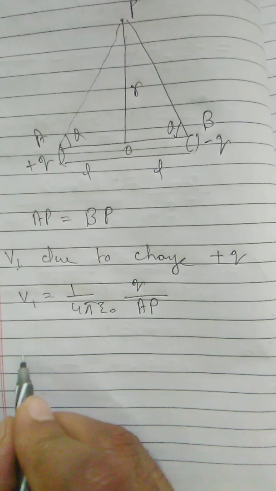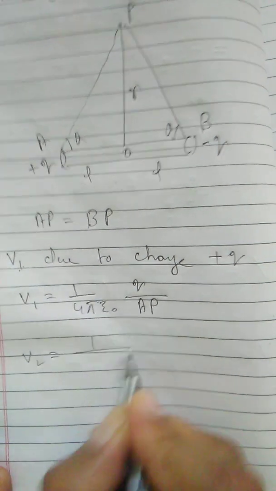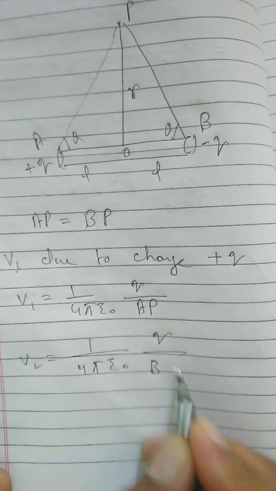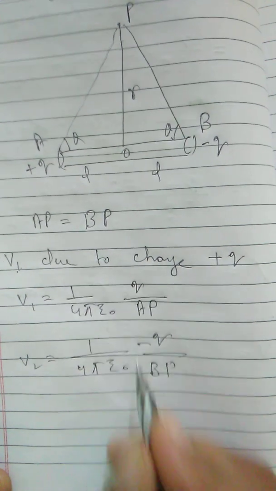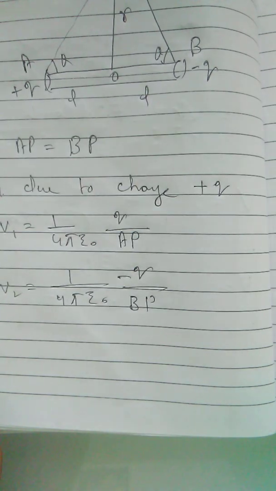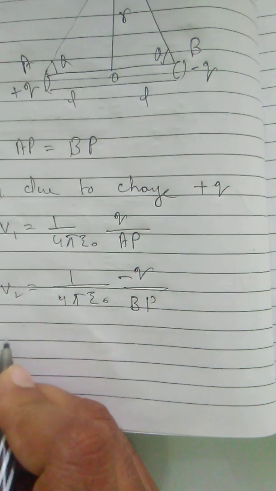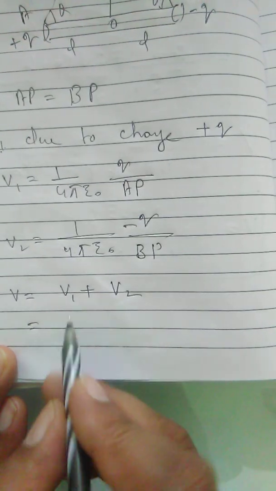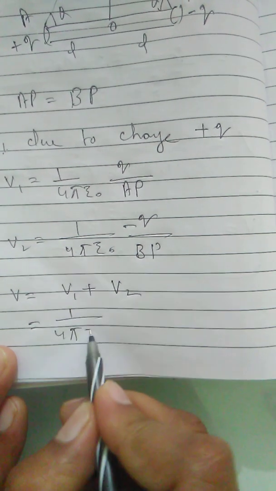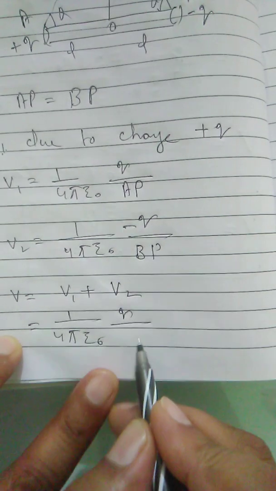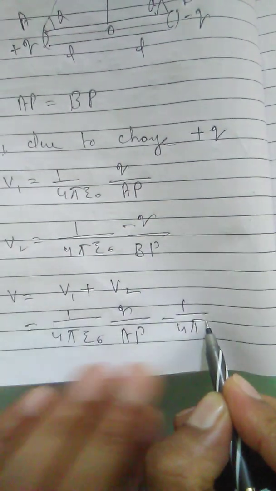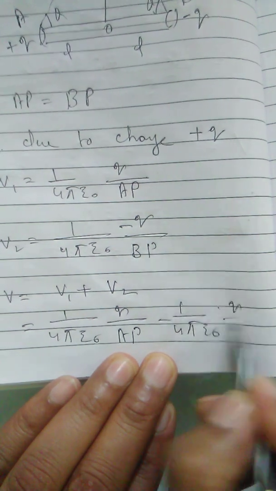And similarly we can say V2 equals 1 upon 4 pi epsilon 0 q upon BP, and because of the minus q charge, minus should be taken here. Now the total potential, V equals V1 plus V2, which will be 1 upon 4 pi epsilon 0 q upon AP minus 1 upon 4 pi epsilon 0 q upon BP.